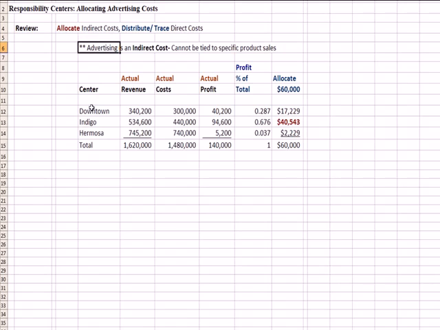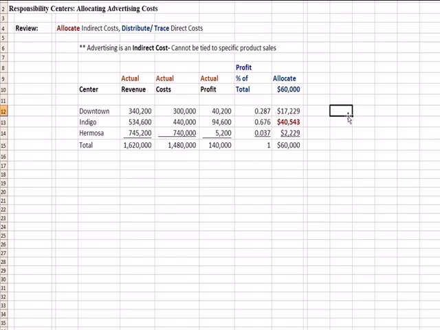So we have four areas of a company: Downtown, Indigo, Hermosa, and the total. Three areas of a company. We measure each segment's revenue, each one's cost, and we come up with a total profit. And then we look at the profit in terms of percentage of the whole profit for the business.